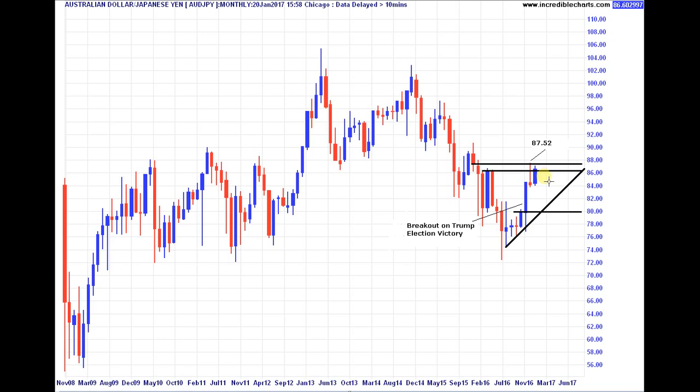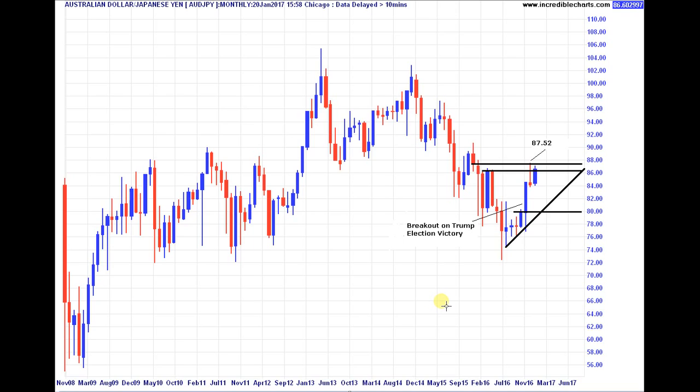Where is the near-term support? I think you'd say 84. However, I've drawn our target down at 80. The reason I've done that is that's the breakout on the Trump rally. And I think I've said it in other videos, I think that the Trump rally has run too far. We could see some risk off, and that will mean a lower Aussie dollar. Now, they're the big levels as I see them on the monthly chart.